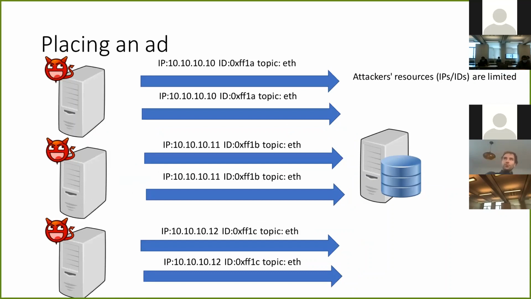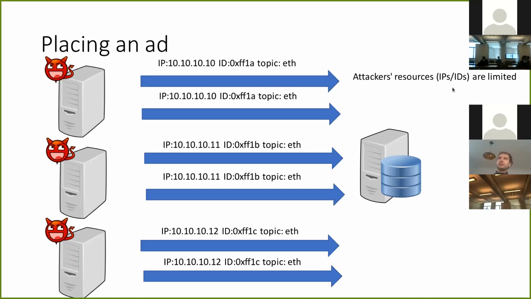So we have two good points that we can rely on. First of all, the attacker's resources are limited, so we can probably create an unlimited amount of Sybil identities, but at the same time, the attacker can have multiple IP addresses, but probably not an unlimited amount of them. So this is something we can use for some kind of Sybil protection.